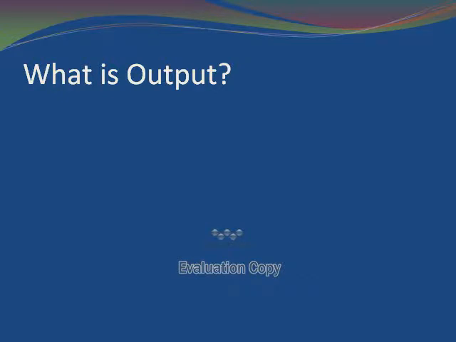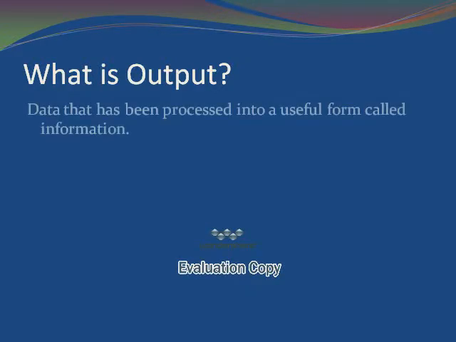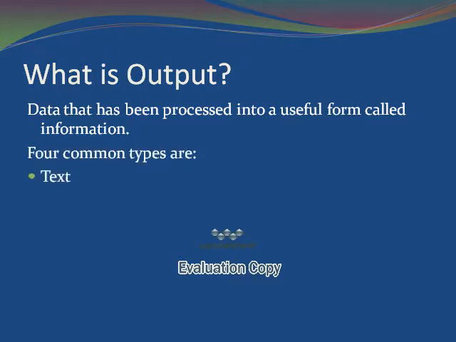What is output? Output is data that has been processed into a useful form called information. That is, a computer processes input into output. There are 4 common types: text, graphics, audio, video. Text consists of characters that are used to create words, sentences, and paragraphs.